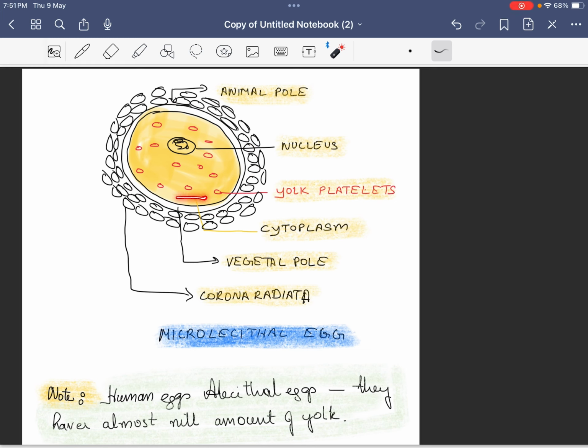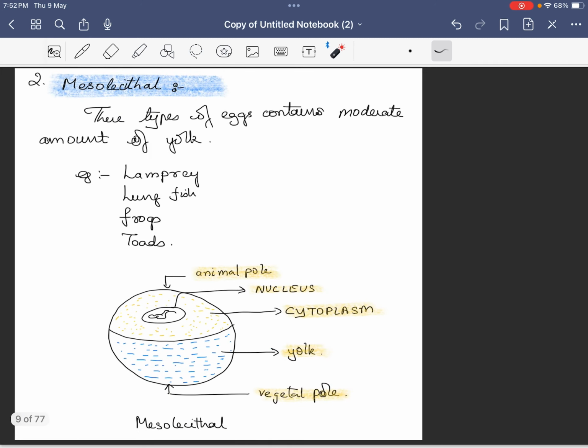And the yellow color portion shows your cytoplasmic region, and then it may or may not have the yolk platelets. Such a condition you call alecithal, because they are almost devoid of yolk. And of course they have the animal pole region as well as the vegetal pole region. So this is also a category of egg cell, depending upon the absence of yolk. Moving to the second category, that is mesolecithal.